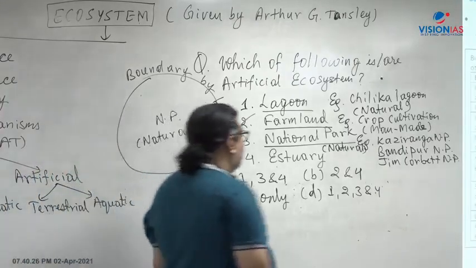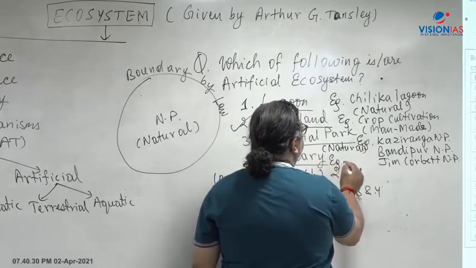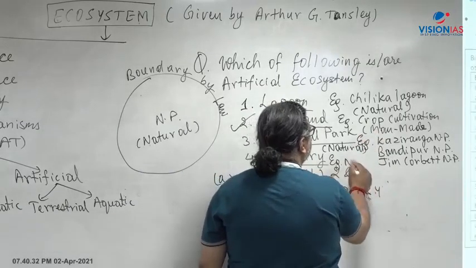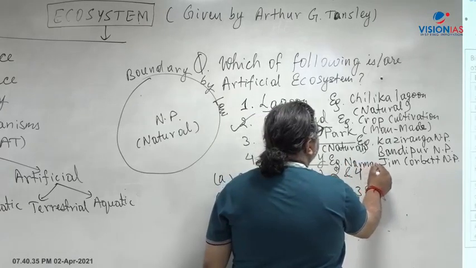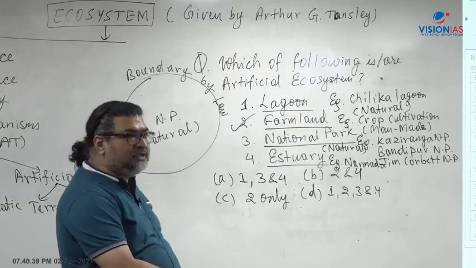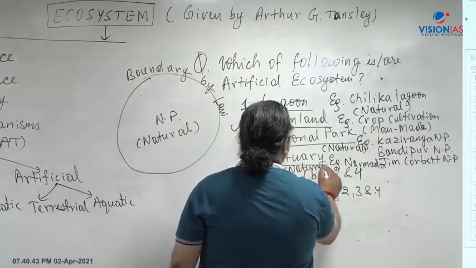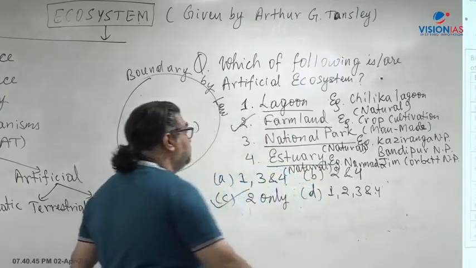Right? Now coming to the estuary, the mouth of the river. Let's say, for example, Narmada, which makes the estuary in Gujarat, in the Arabian Sea, is also a natural one. So what is the answer here? The answer is C, 2 only.